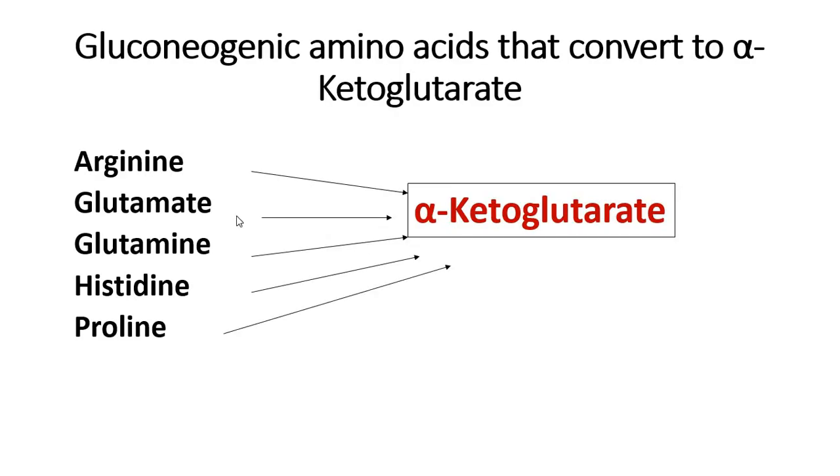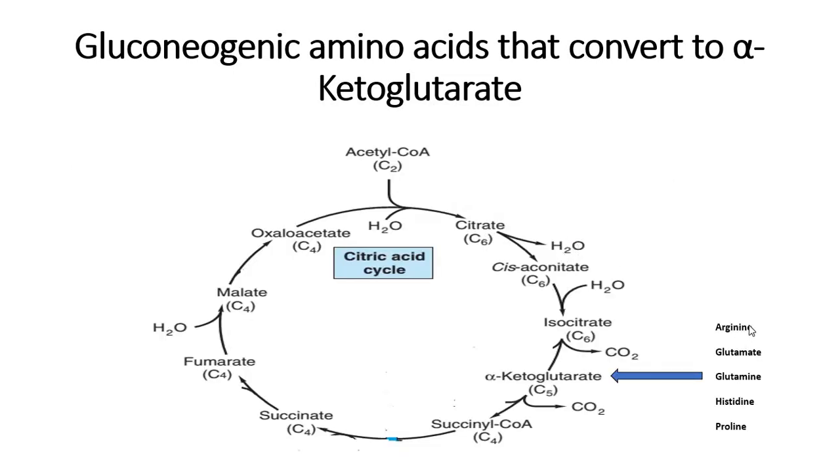For example, glutamate, histidine, proline, arginine, glutamine, these amino acids convert to alpha ketoglutarate, which is an intermediate of the TCA cycle, and then this cycle goes on and makes oxaloacetate. Oxaloacetate now converts to phosphoenol pyruvate, and this will further go ahead in the pathway of gluconeogenesis to make the glucose.